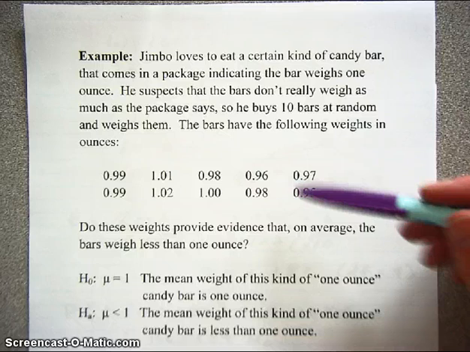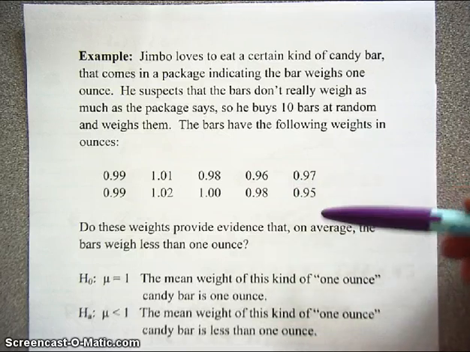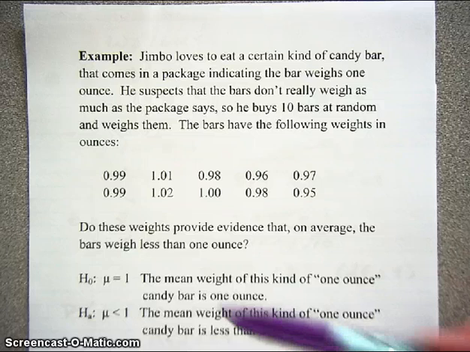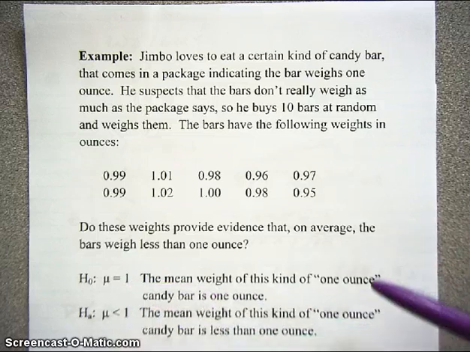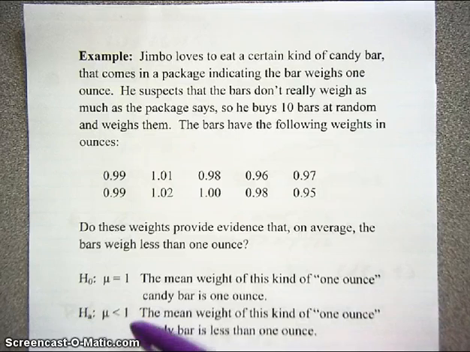And you notice that most of them are around 1. They're pretty close to 1. Some are lower, some are higher. Do these weights provide evidence that on average the bars weigh less than 1 ounce? Your null hypothesis would be that mu is equal to 1. The mean weight of this kind of 1 ounce candy bar is 1 ounce, versus the alternative that mu is less than 1. The mean weight of this kind of 1 ounce candy bar is less than 1 ounce.